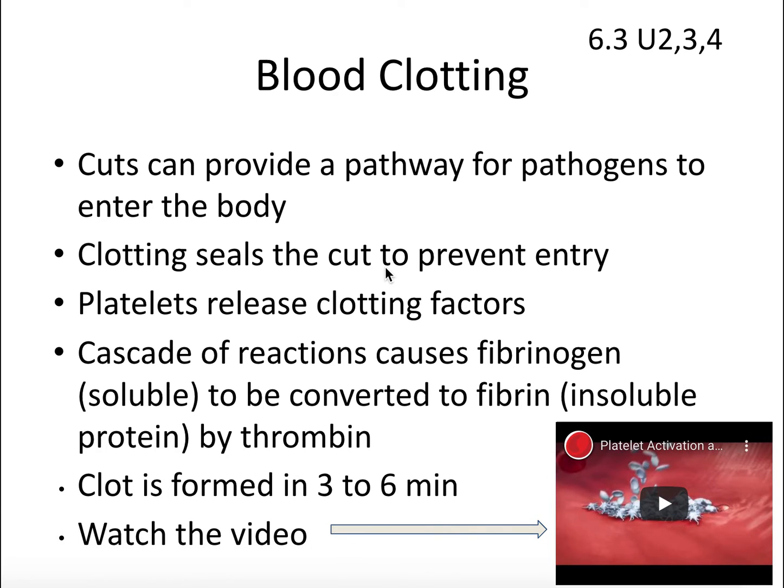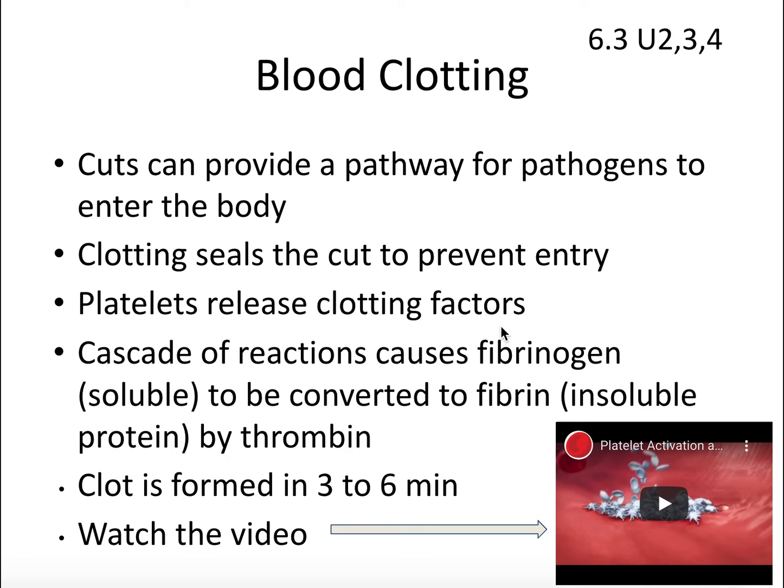So kind of switching, another way that things could get into our skin though is through cuts, right? So what our body tries to do is protect us by blood clotting. So firstly, not releasing the blood, but also the sooner it clots, the less likely pathogens can get in. So like it says here, cuts can provide a pathway for pathogens to enter the body, but clotting is going to seal the cut to prevent entry.